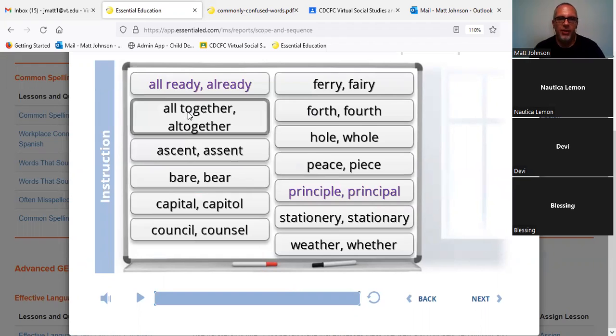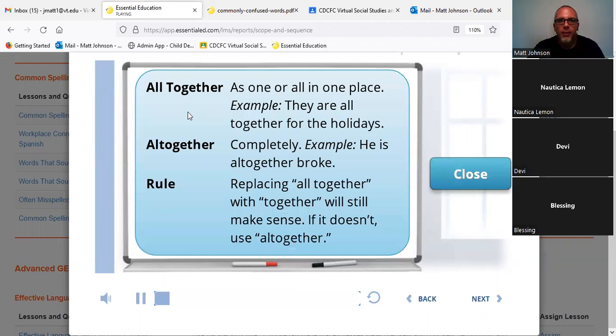This as well, all together. Spelled as two words, means as one, or all in one place. Example, they are all together for the holidays. Altogether, spelled ALTOGETHER, means completely. Example, he is altogether broke. Remember that replacing altogether with together will still make sense. If it doesn't, use altogether.